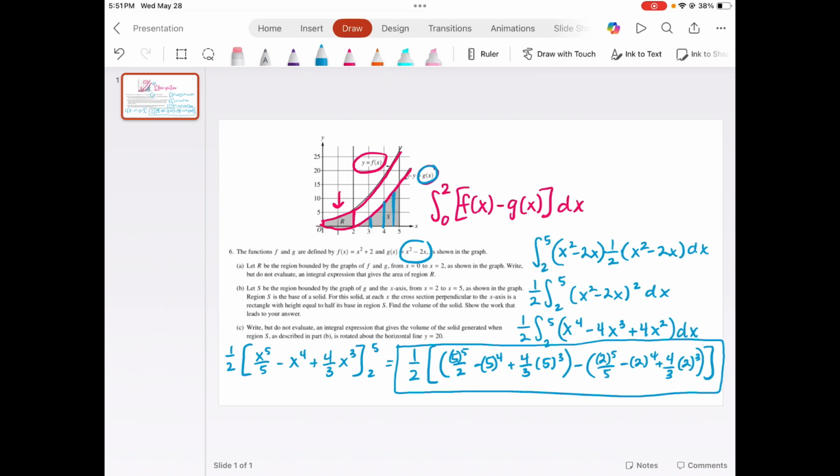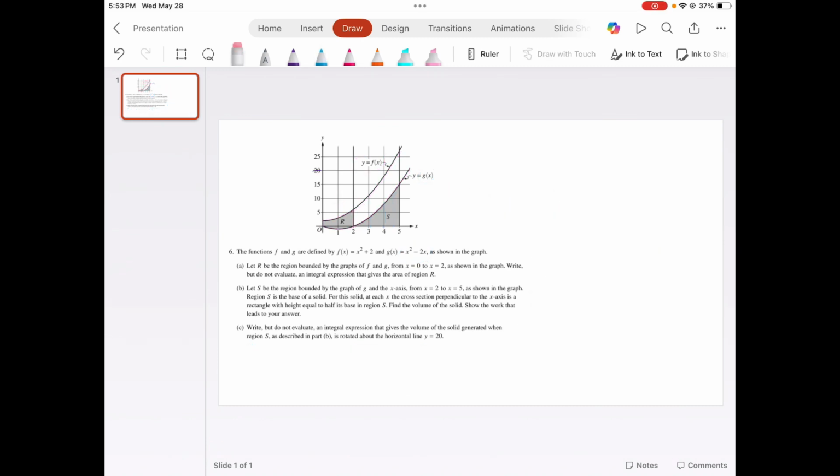Okay. All right, so now we're going to work on part C. It says write but do not evaluate an integral expression that gives the volume of the solid generated when region S, as described in part B, is rotated about the horizontal line y equals 20. So the horizontal line y equals 20 is going to be this line right here. And we're going to be spinning this area around that line. So we will actually have this gap here, okay? So we're going to have a washer instead of a disc. So we'll have a hole there.